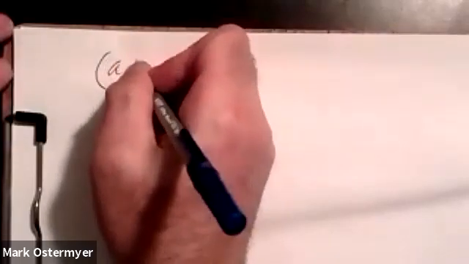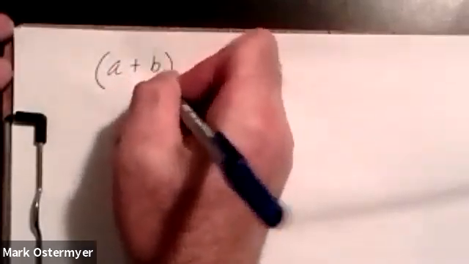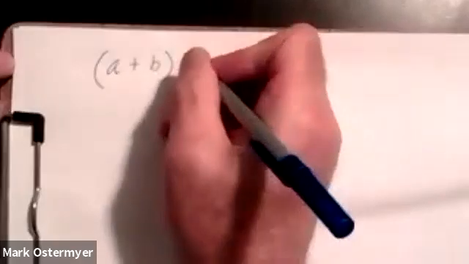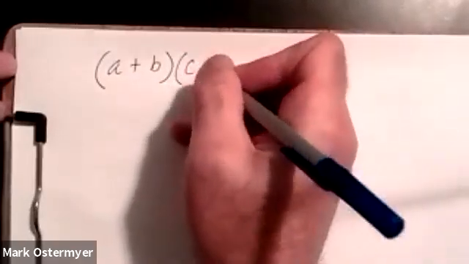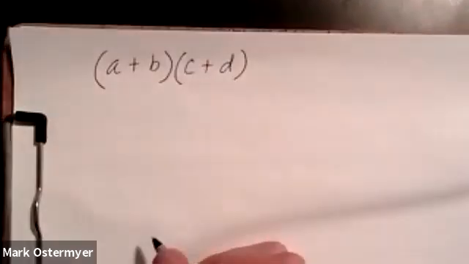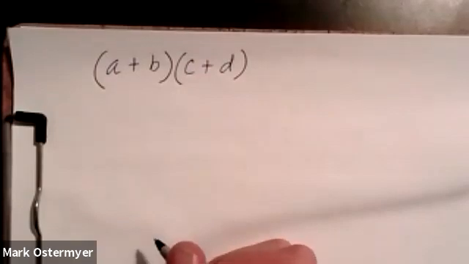All right, so what I'm going to show you, ladies and gentlemen, is in general, how do we multiply two binomials together? Like in general, if I have A plus B, and I want to multiply that by C plus D. In general, how do we multiply two binomials together?